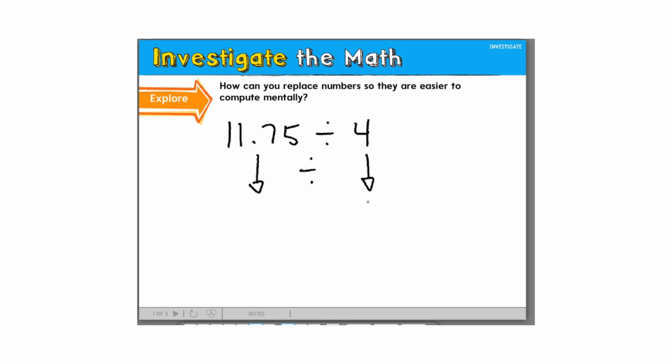So if I want to leave the 4 alone, what would I change the 11 and 75 hundredths to, Amelia? 12. And then I would get about 3.